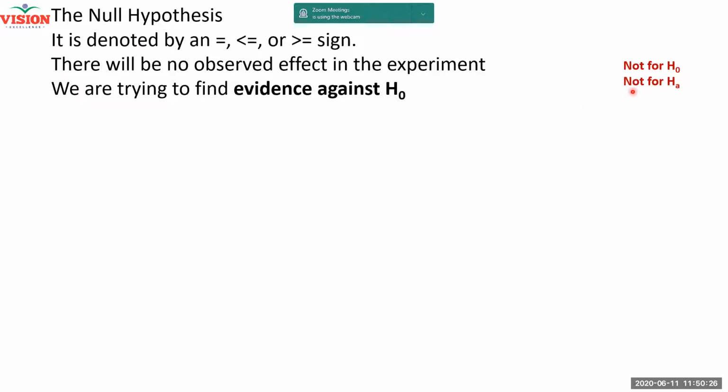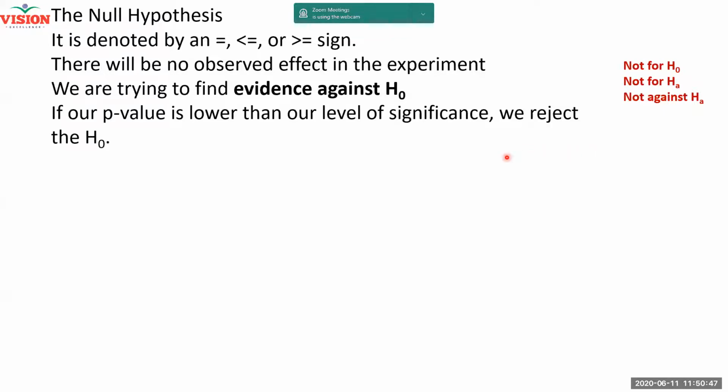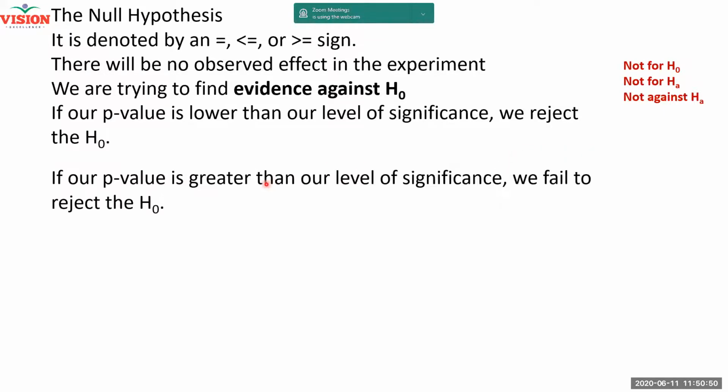And we are not trying to prove for the alternative hypothesis. We are not trying to prove against the alternative hypothesis also. These three are not at all our concern. Our concern is only evidence against H0. Is evidence against there or not? If evidence against is there, then it is significant. If not, your observation is not significant. Right? All these things you know.